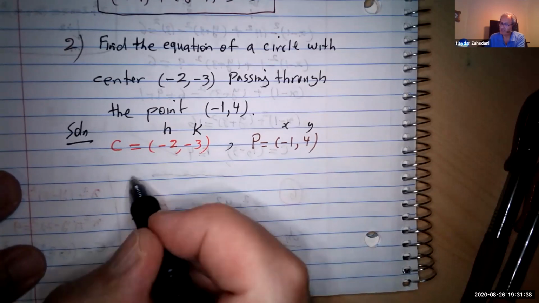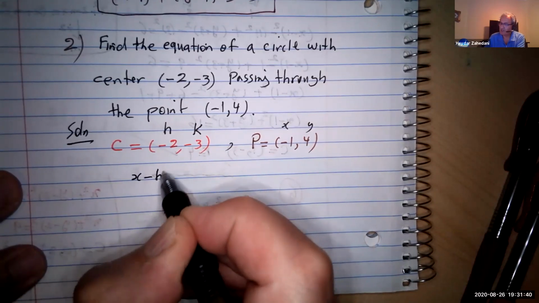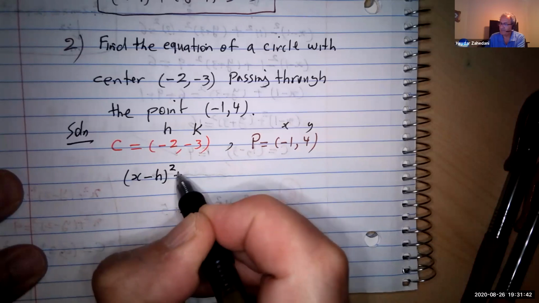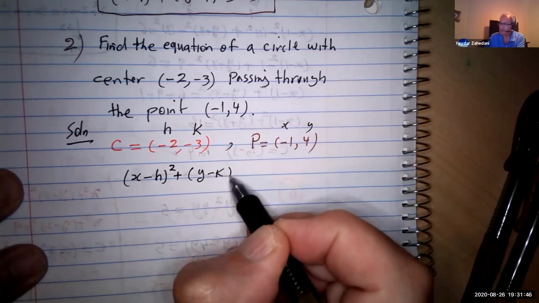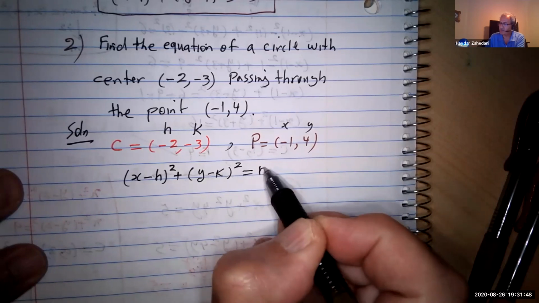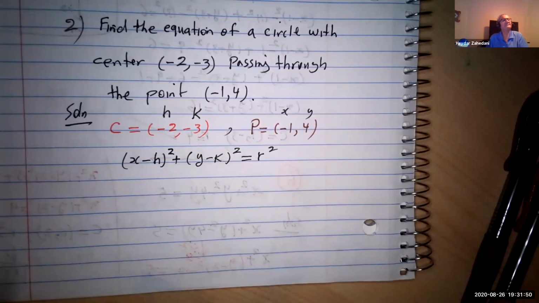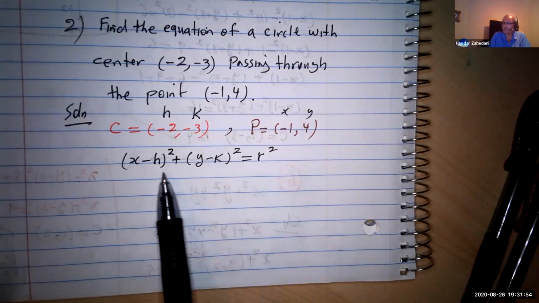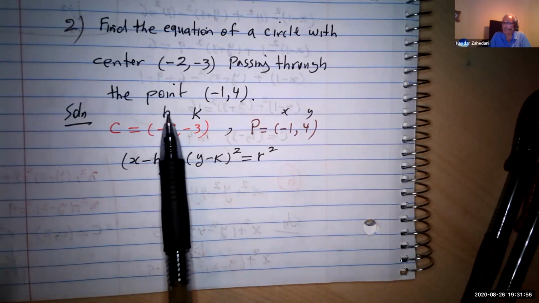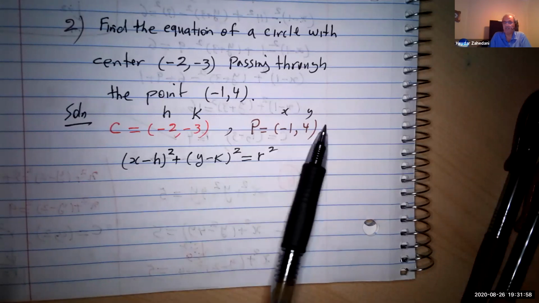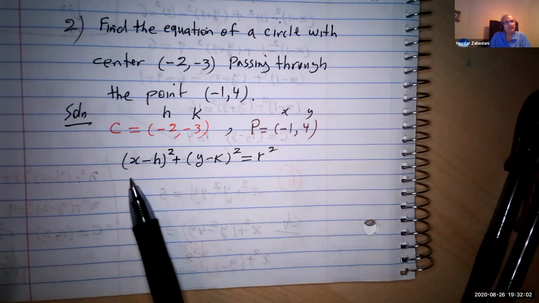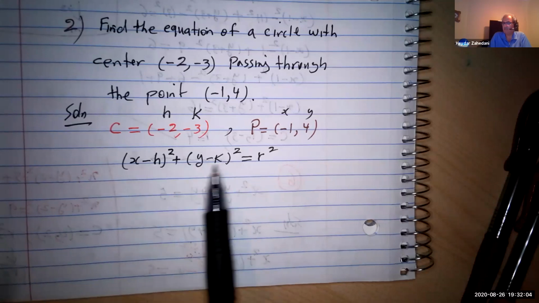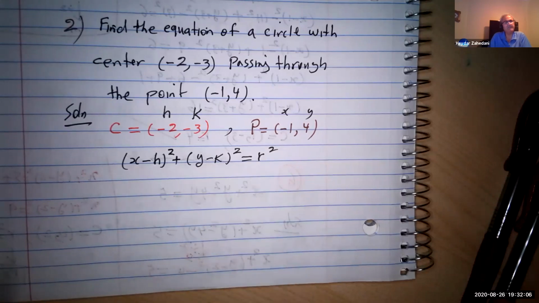Equation of a circle is what? (x − h)² + (y − k)² = r². That's it. So what we're going to do is drop these numbers in. You have the h, you have the k, x, and the y. You substitute all numbers here, simplify it, that gives you the radius, and you're done.